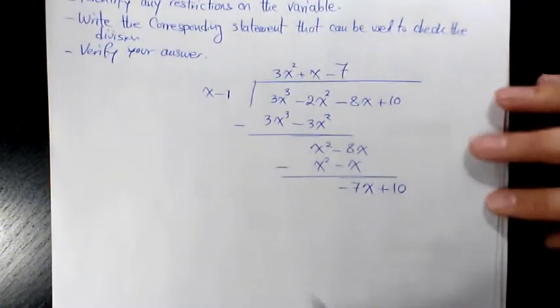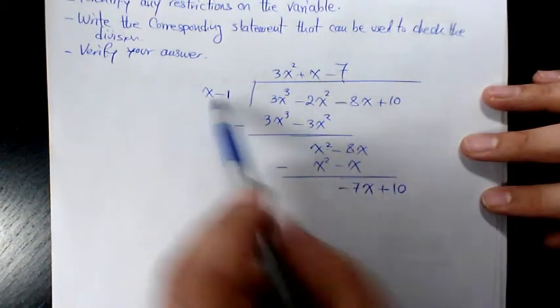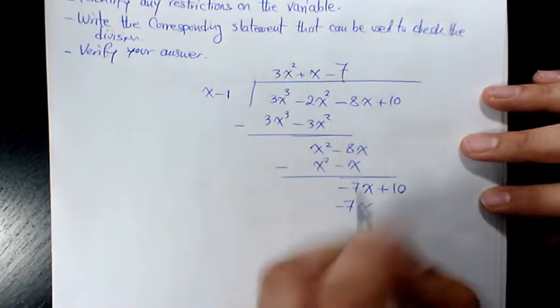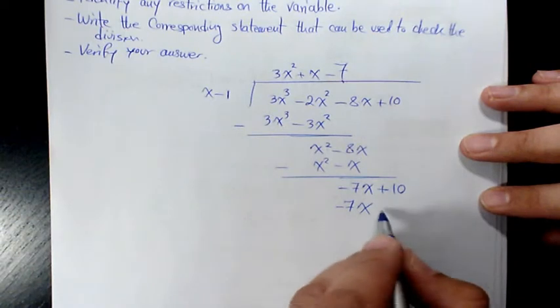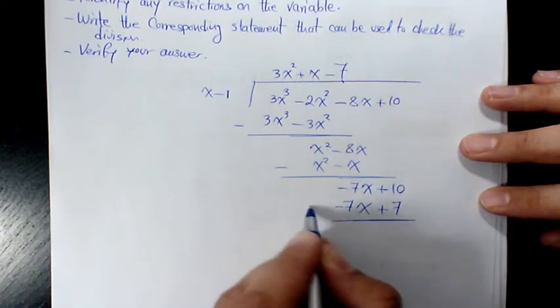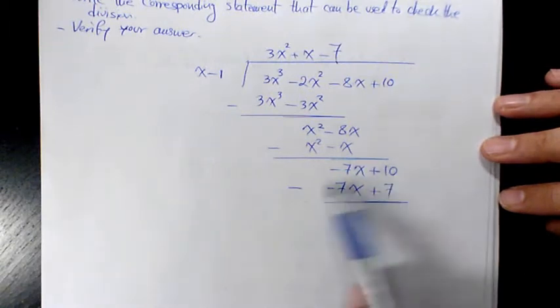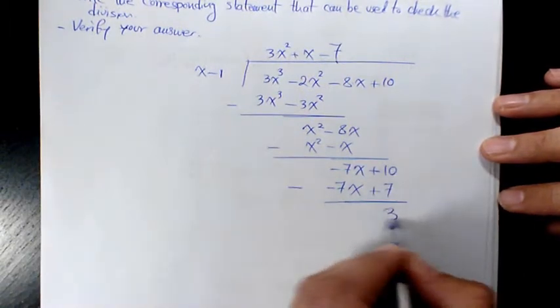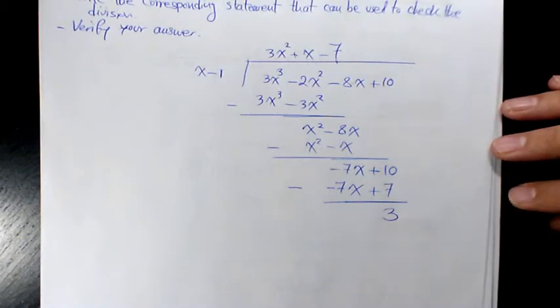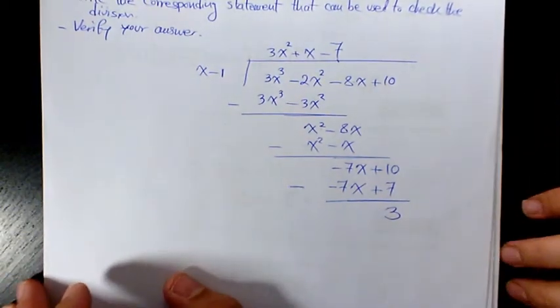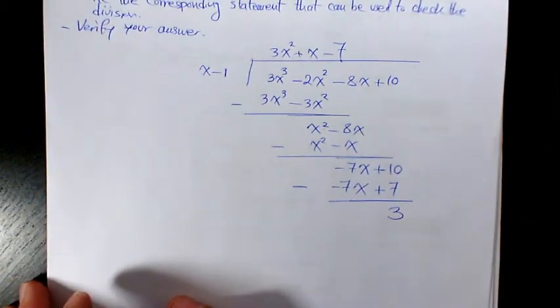Then we multiply negative 7 by these two. Negative 7 times x, negative 7x. Negative 7 times negative 1 is going to be positive 7. Once you subtract them, these two cancel out and we have 10 subtract 7, which will be 3. So the remainder is going to be 3 in this case.